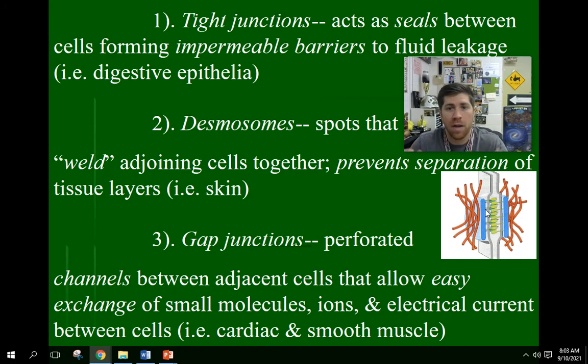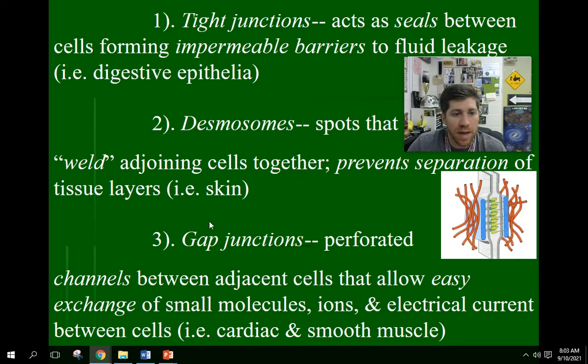basically break apart. For example, the skin tissue layers are held together through desmosomes, because you don't want part of your skin to fluff off and then lose all of it. And so you'll have these kind of welded joints between each of the layers of your skin.